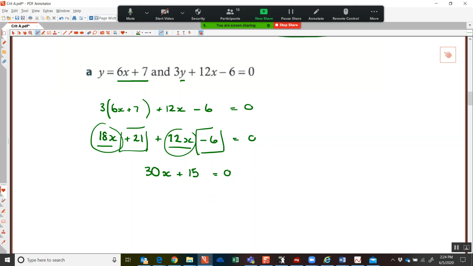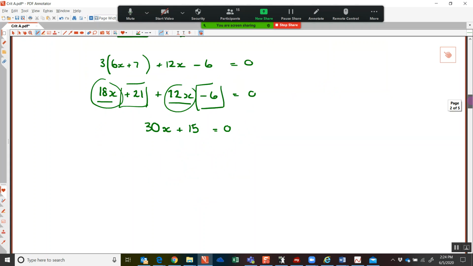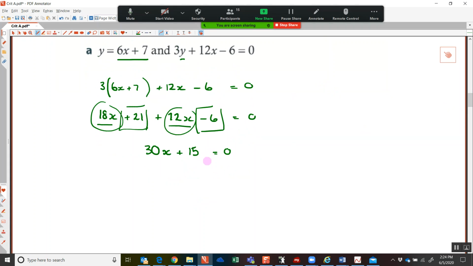Oh, no. Don't move. No, there's no moving. Say it correctly for me. No, you subtract 15 because that eliminates it, and we have 30x is equal to negative 15. And this is the bit that caught so many people out.